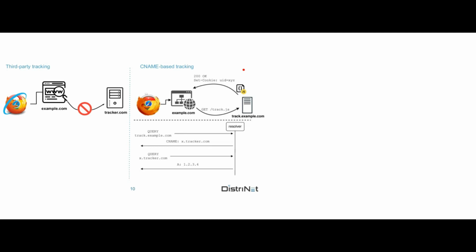However, at DNS level, a CNAME record is used to connect the subdomain of the first-party website with a subdomain of the tracker. So in this case, track.example.com is connected with x.tracker.com via a CNAME record. Again, as with first-party tracking, because this is a type of first-party tracking, the limitation is that it's not possible to track users across different websites because of the cookie being first-party.